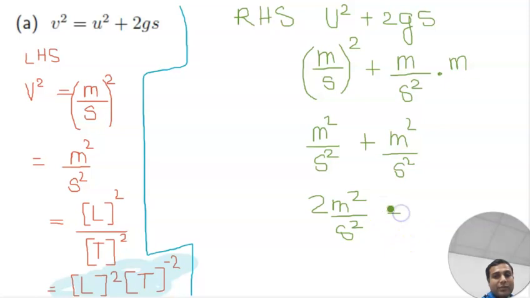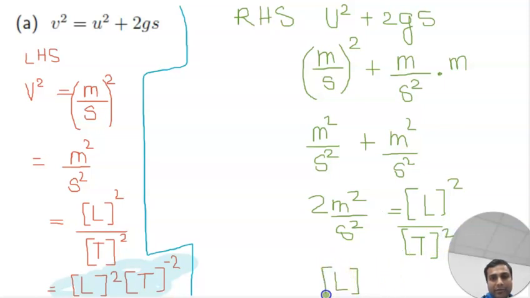Now we convert that into dimensions. m is length square, divided by second, which is time square. And I can write that one as length square. When I bring the time up, according to the rule of indices, that can be T to the power minus 2. And if you have a look, the dimensions on this side are the same as the dimensions on that side. So this formula is dimensionally correct.